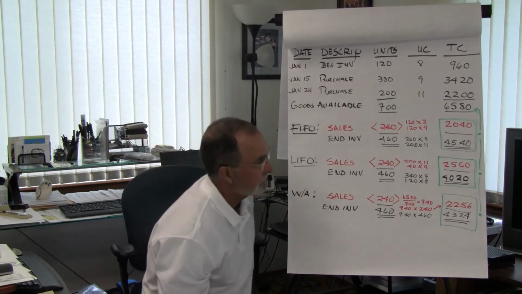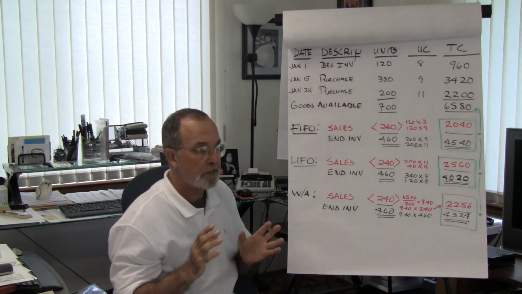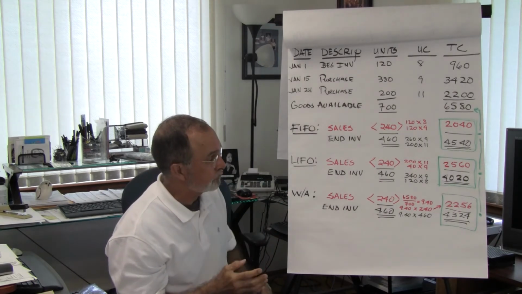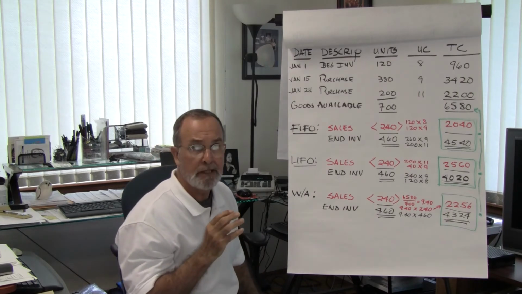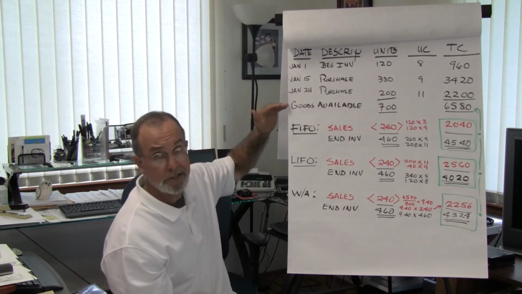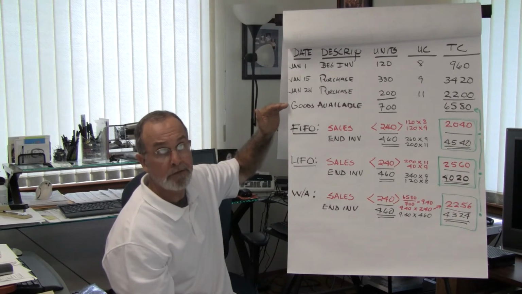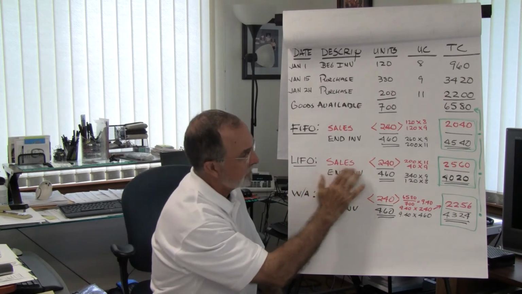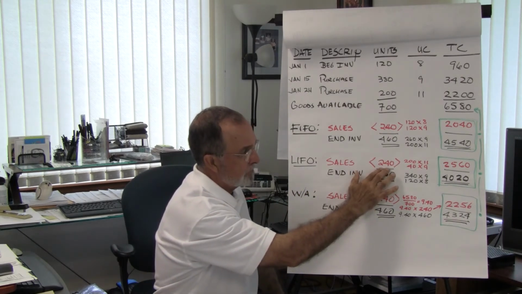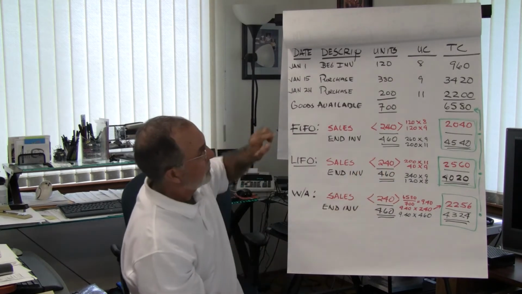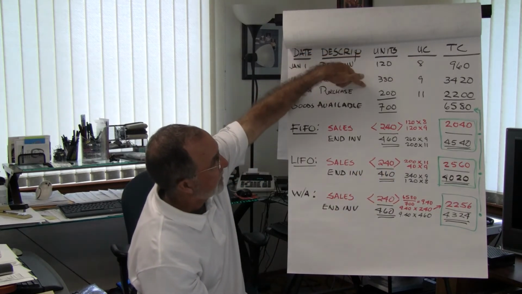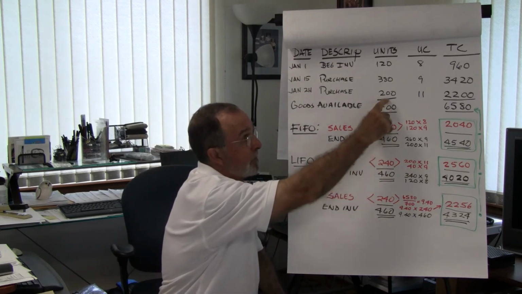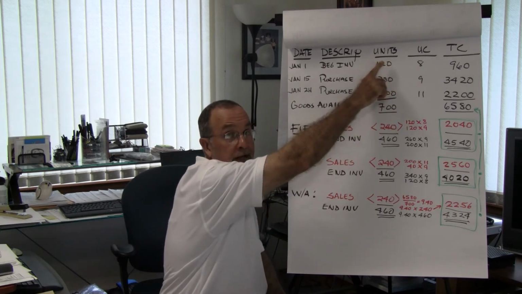Now when we jump to LIFO, LIFO essentially is the opposite cost flow assumption. It basically assumes that the latest goods purchased are the first sold. So when we calculate the cost of those 240 units sold, whereas in FIFO we started at the top and worked our way down, now in LIFO we start at the bottom and work our way up.